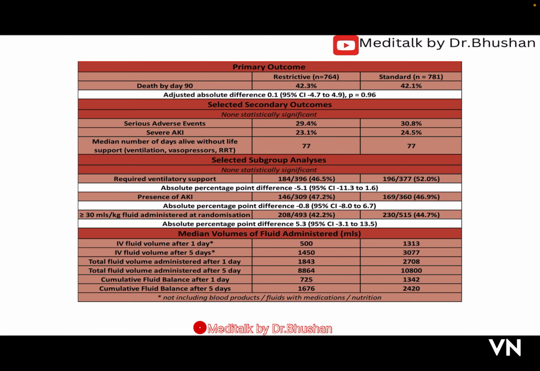Serious adverse events, severe AKI, and median number of days alive with or without life support were the same, with no significant difference in selected subgroup analysis also. Median volume of IV fluid administered in the restrictive group on the first day was 500 ml versus 1333 in the standard group, and after 5 days 1450 versus around 3000 in the standard group. No significant difference.